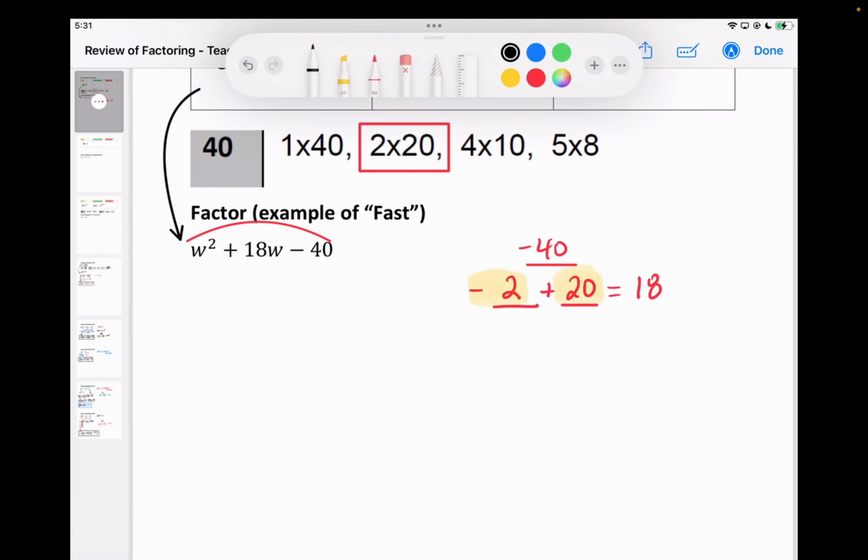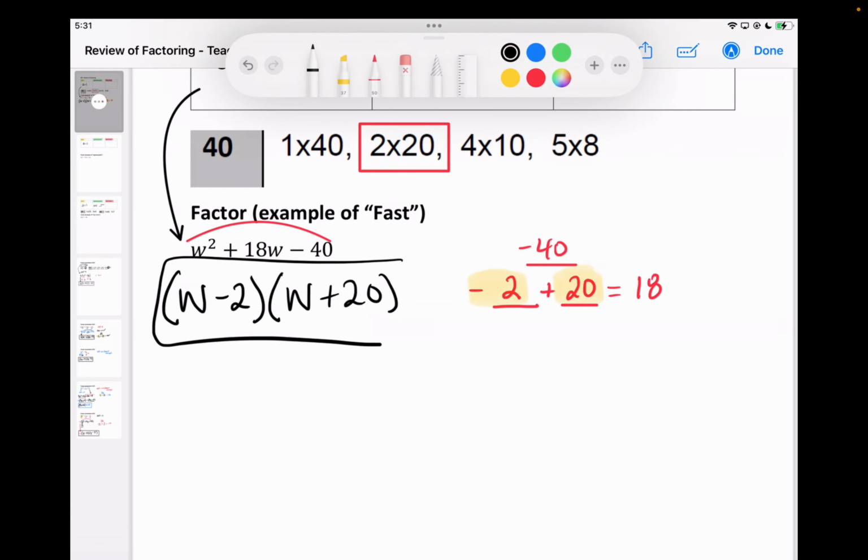It's called fast method because that's basically your answer. So the way you write your answer is you use the variable, in this case W, and then you put one of the two numbers down, so minus 2. Then you do a W, and I put the other number down, plus 20. So I've got W minus 2 and W plus 20, and you are done.